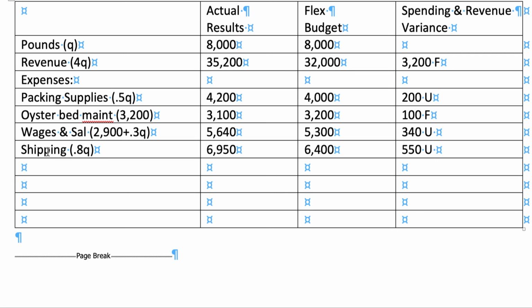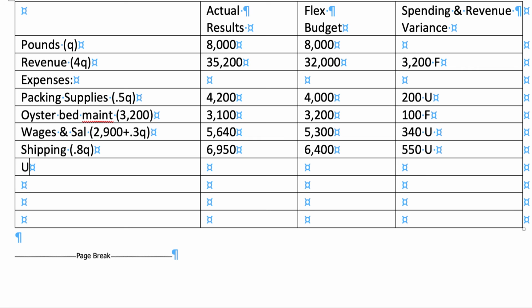Again, we have an unfavorable variance. We can look at it and ask why, and then we can do some research and figure out why we paid more in shipping than we should have, right? Maybe our shipping costs are off. Maybe it's not actually 80 cents per pound. Maybe it's more. I don't know. Maybe we were late getting out some shipments and we had to overnight them. Maybe there was a problem in the warehouse. I don't know.